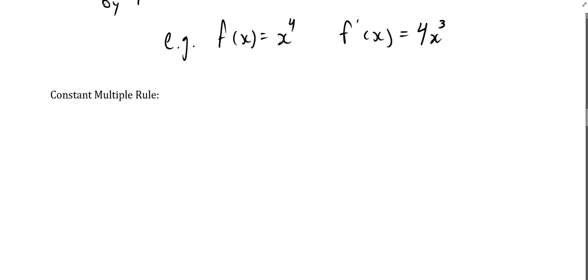We're okay? Constant multiple rule. I mean, that's like a made-up name. We don't really care about the name of it, but it's important to know, and it will be easy. You'll start using this.